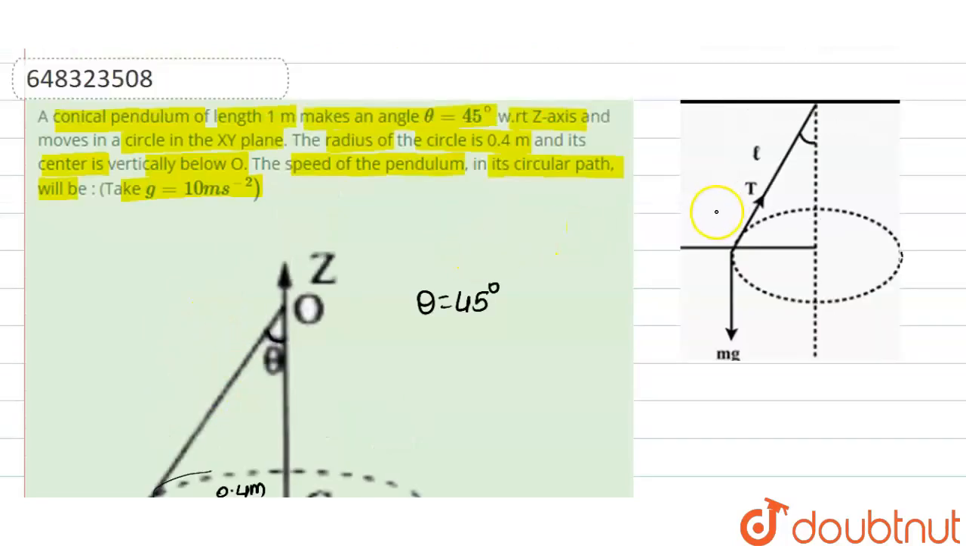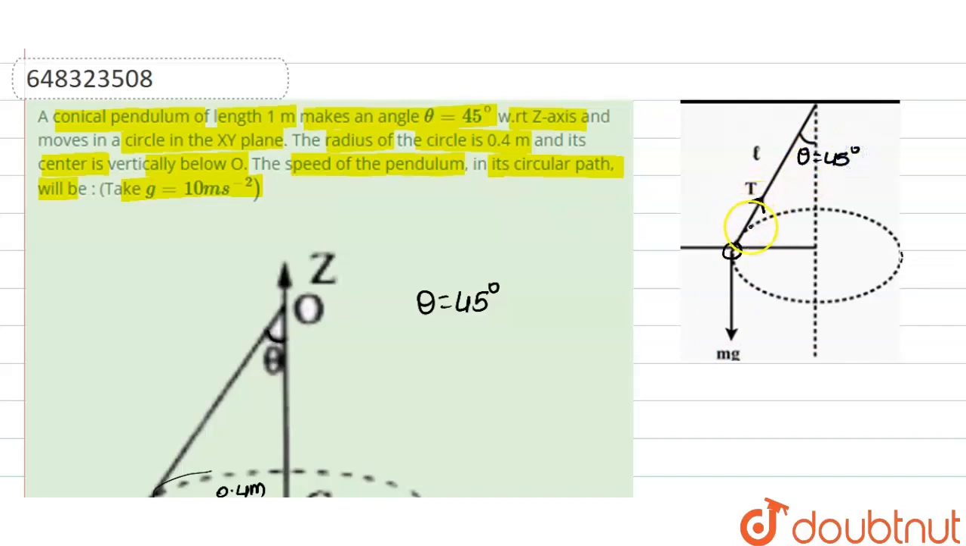Now we have drawn a diagram here. So here is the string of the pendulum, and that string will have a tension force. Here is the pendulum, and the weight force of this pendulum is acting in the downward direction. This angle theta is equal to 45 degrees.